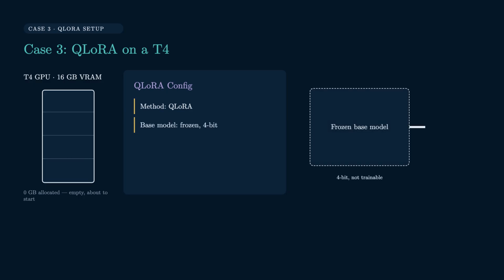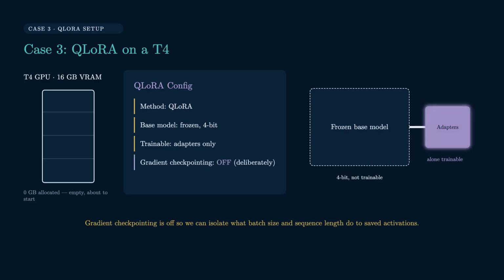The base model stays frozen and quantized to 4 bits, and only the small adapter parameters are trainable. Gradient checkpointing is off. Deliberately, we want to see exactly what batch size and sequence length do to saved activations, with nothing hiding the effect.